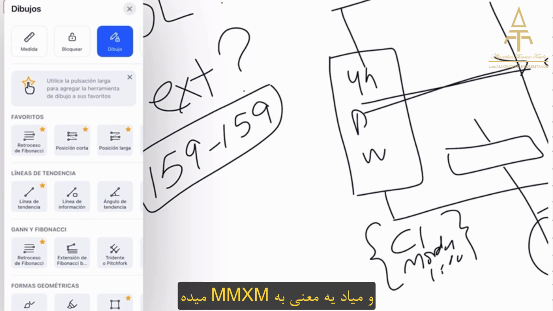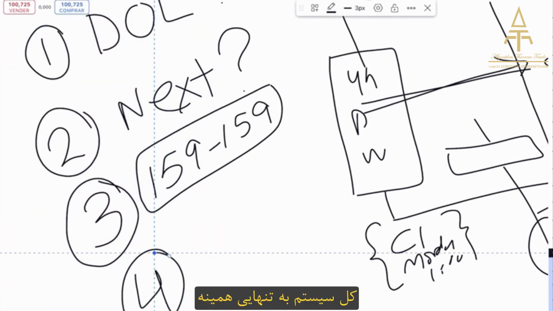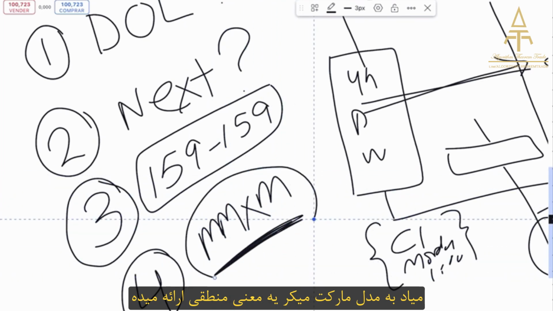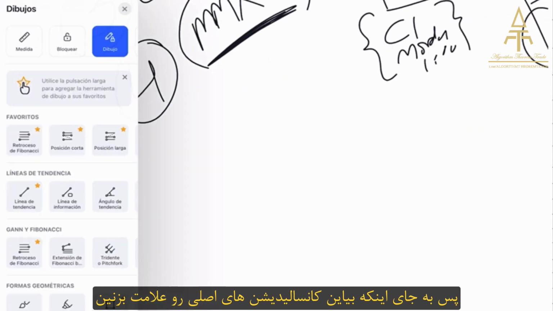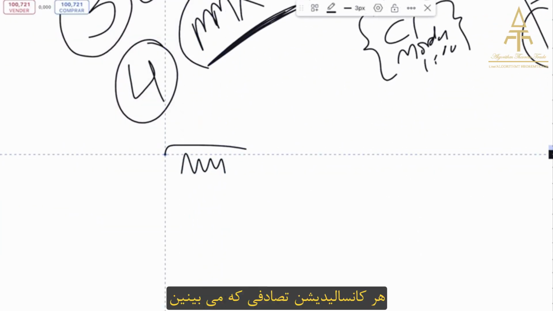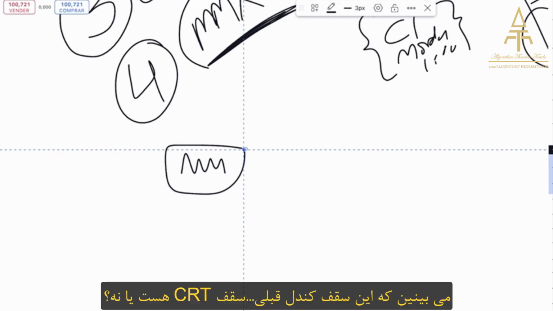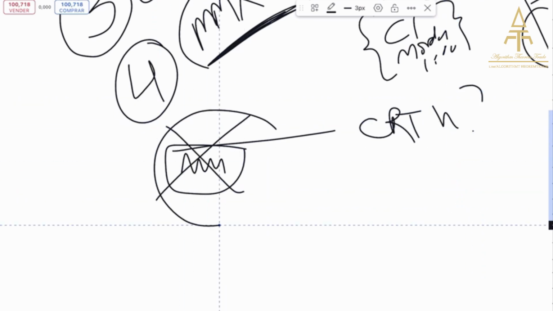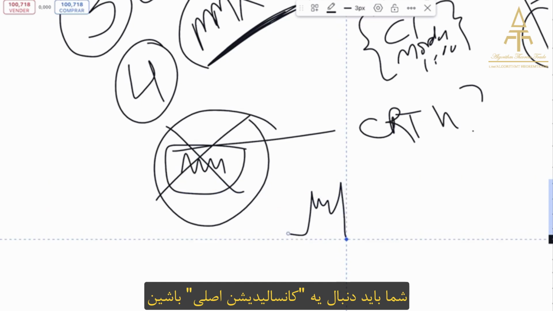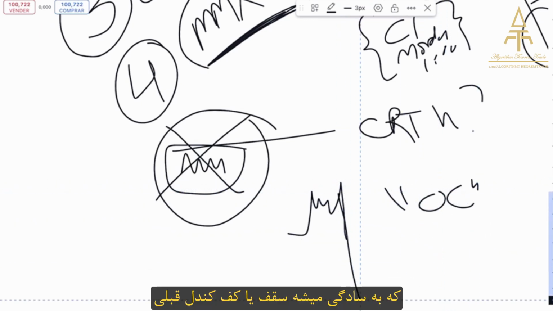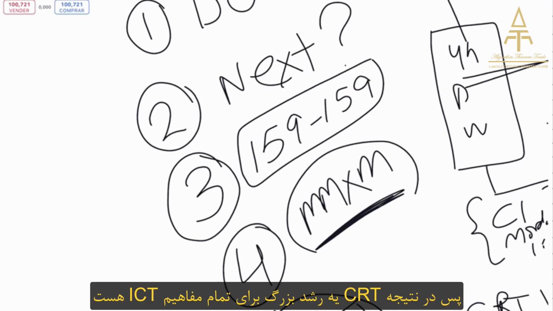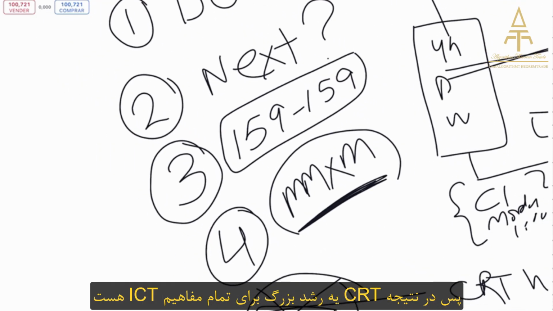It gives a meaning to MMXM, right? It's an entire system by itself. It gives a logical meaning to the market maker model. So instead of marking random original consolidations, any random consolidation you see, you're going to ask, is this a previous candle's high, CRT high, or not? If not, then it doesn't matter. You look for another original consolidation, quote unquote, which is simply a previous candle's high or low, right? So this is how CRT is an improvement to all ICT concepts.